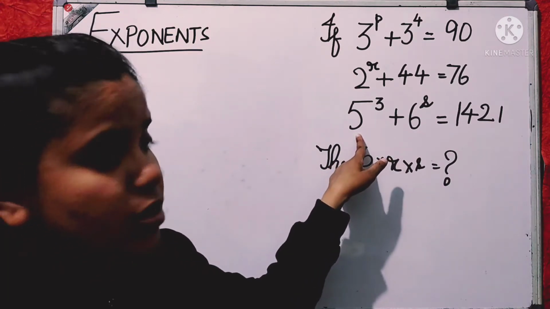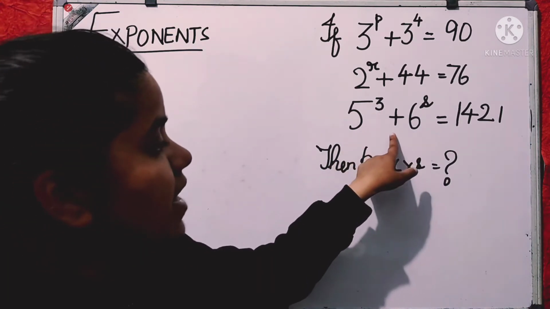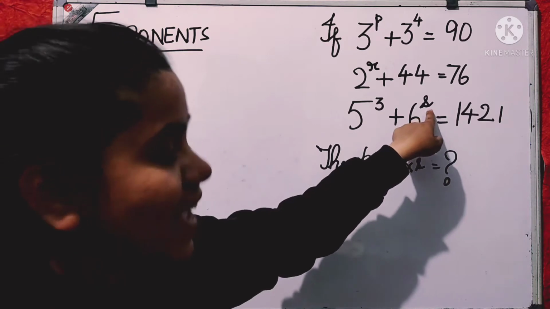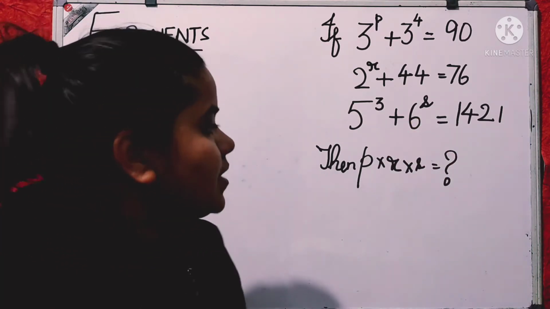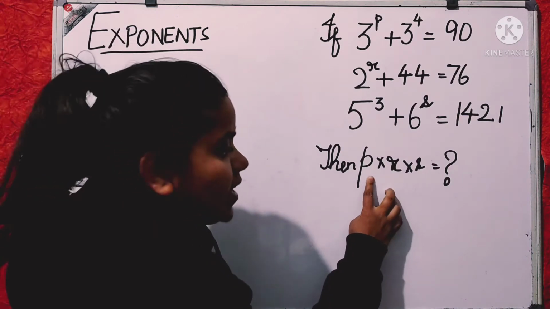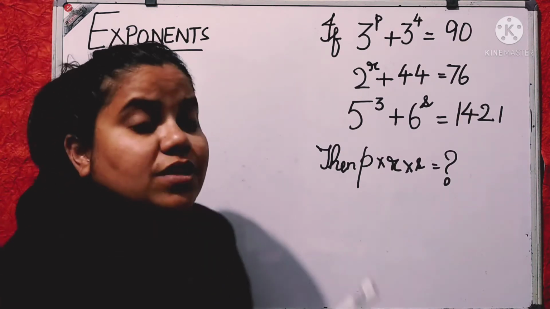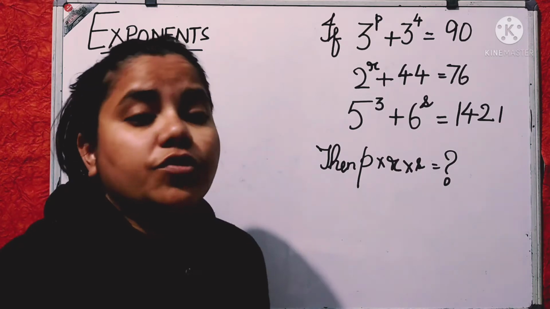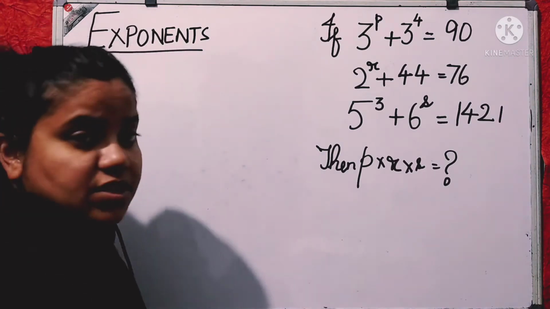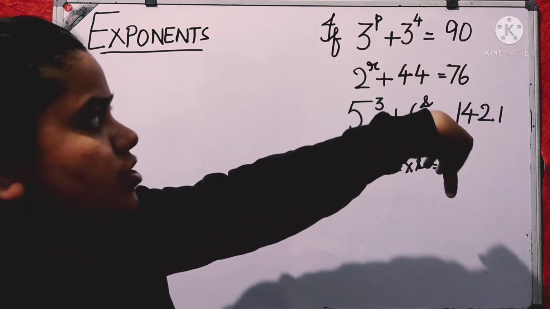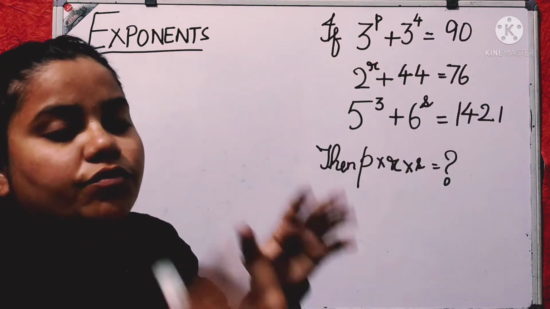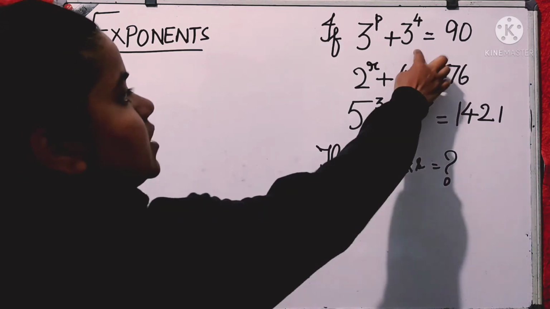Then 5 raised to the power 3 plus 6 raised to the power S is equal to 1421. The thing is, we don't have any value for the given variables. Then how do we find the product of these numbers? So the first thing we have to do is solve these equations so that we can get the value of the variables. I'll start with this one.